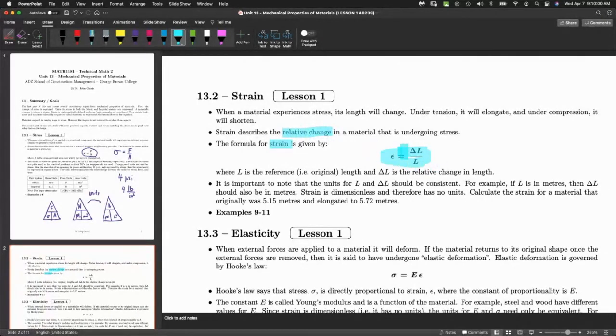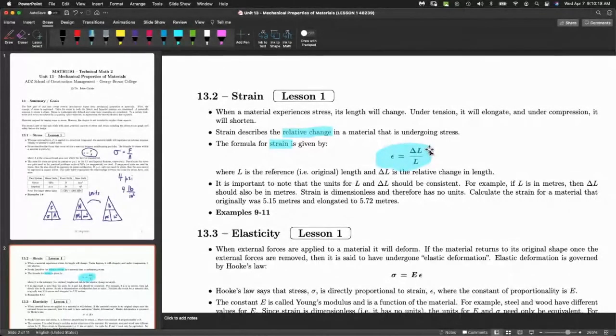When we say relative, relative means relative to some reference point or reference amount. In this case, the reference amount is the OG, the original length, okay? It's the original length, and delta L is the change in length.